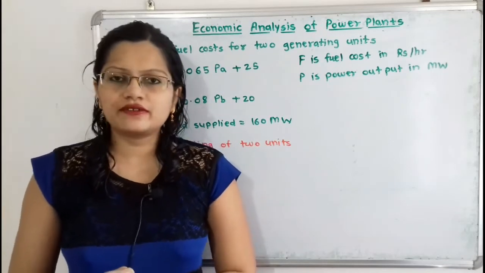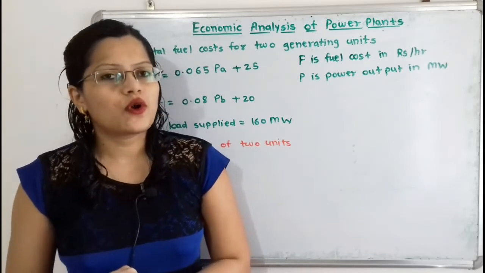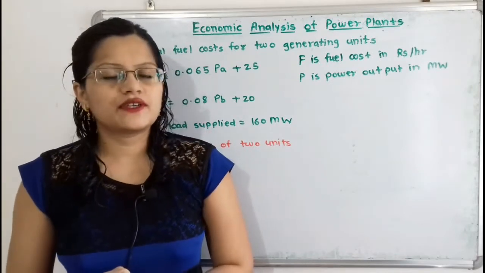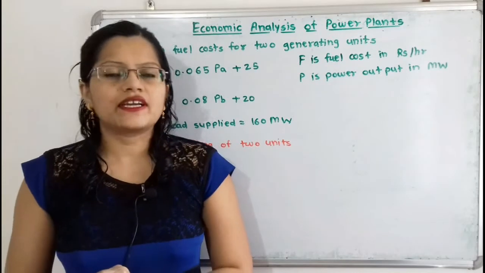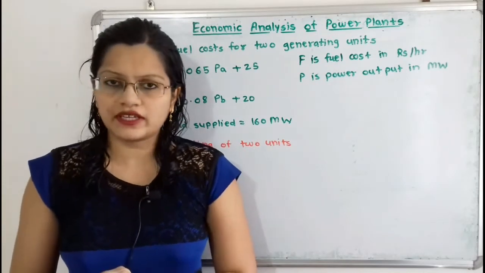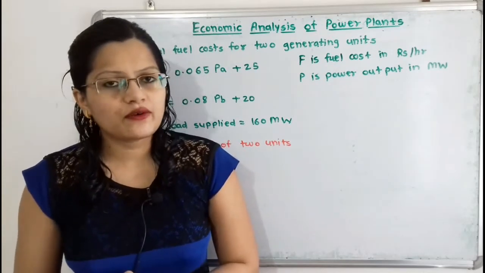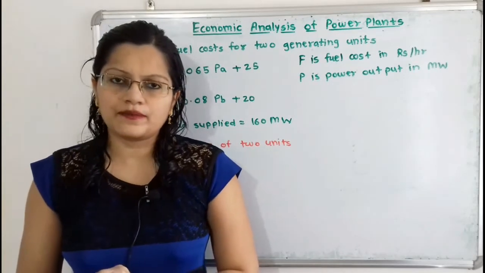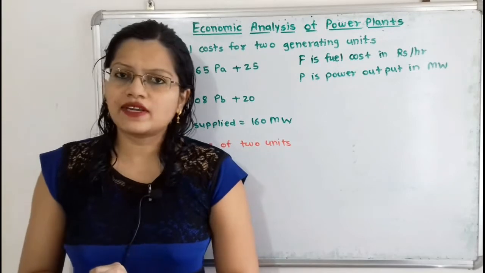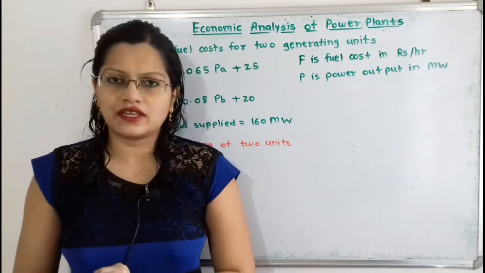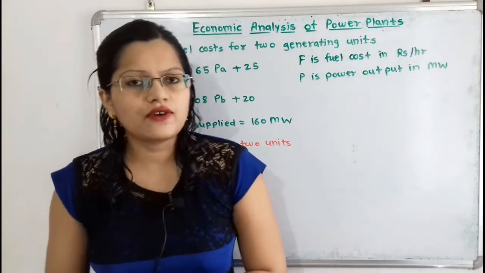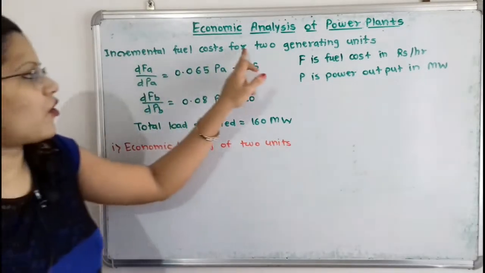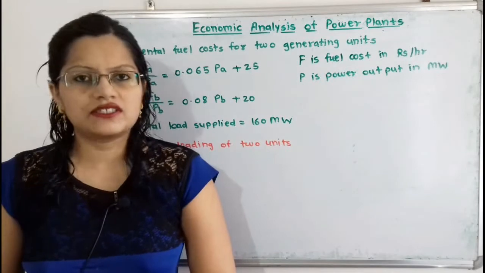Today we are going to solve a problem on load division in between two generating units. In this video, we are going to calculate economic loading of two generating units as well as find out what is the loss in fuel cost per hour when the loads are equally shared in between two generating units. Now if we observe the given data, then incremental fuel cost for two generating units is given.